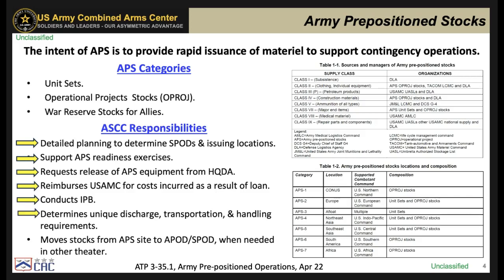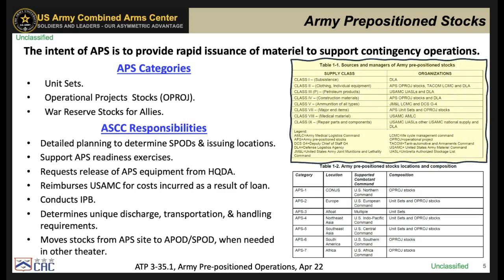Before units can begin employing APS equipment, the combatant commander and ASCC must conduct an intelligence preparation of the battlefield and provide sustainment for deploying forces. These activities help to address the unique requirements for the discharge, transportation, and handling of the stocks. As required, the ASCC facilitates the transfer of these stocks from one APS site to an aerial port of debarkation or seaport of debarkation in a different theater of operations.